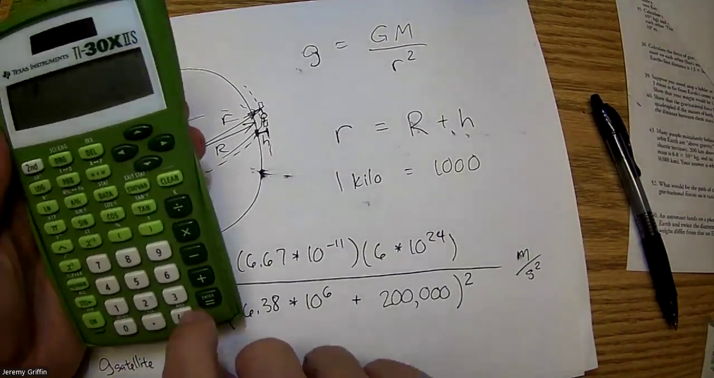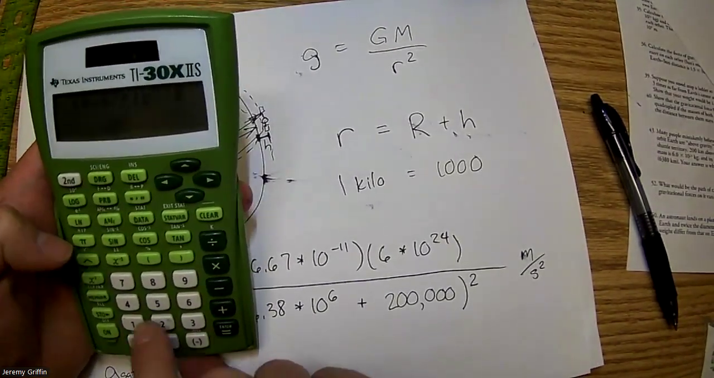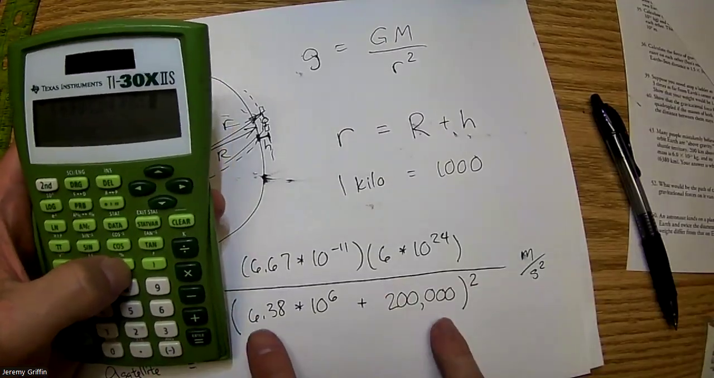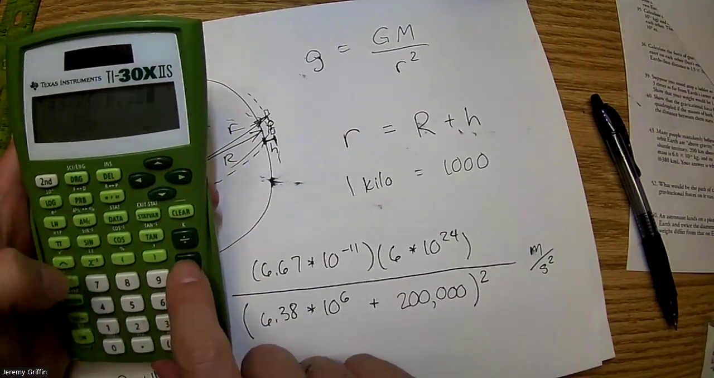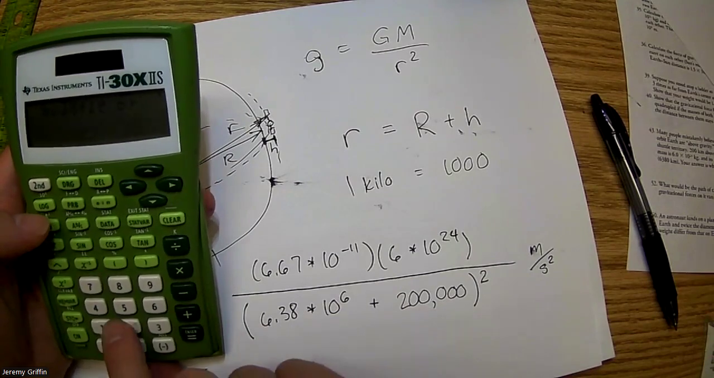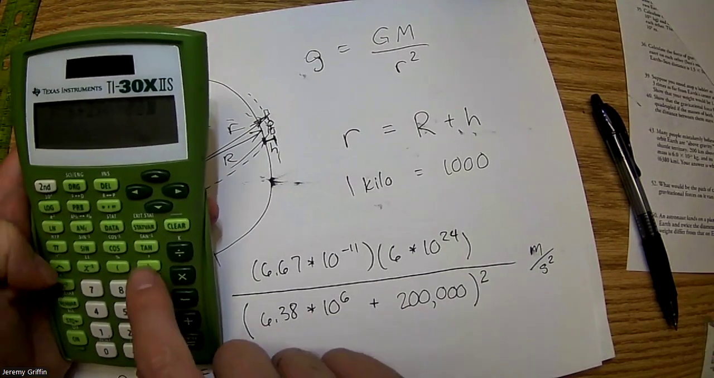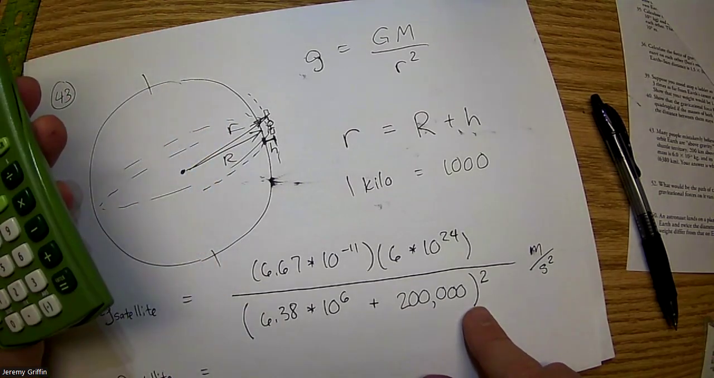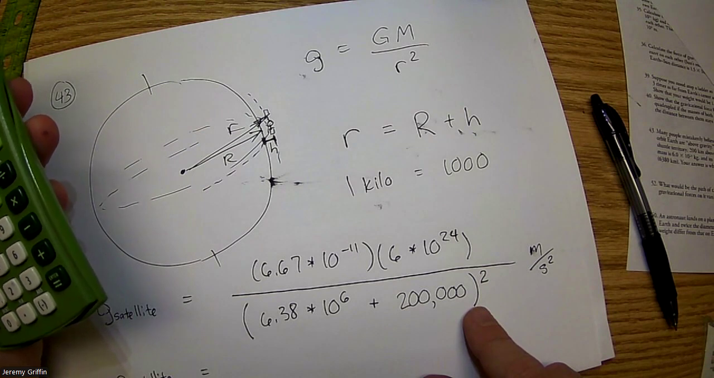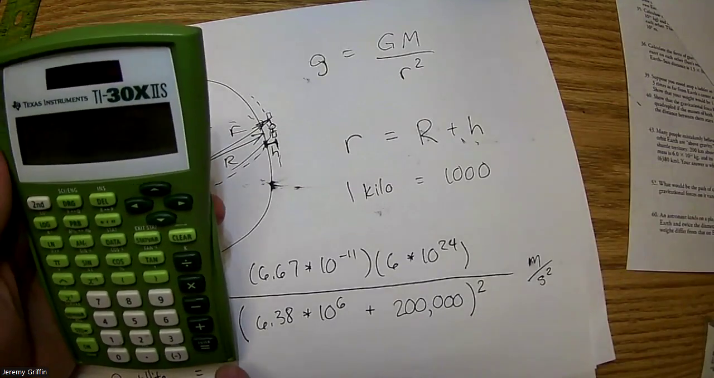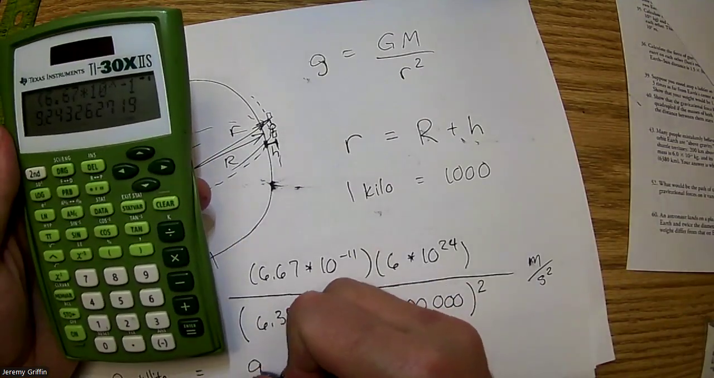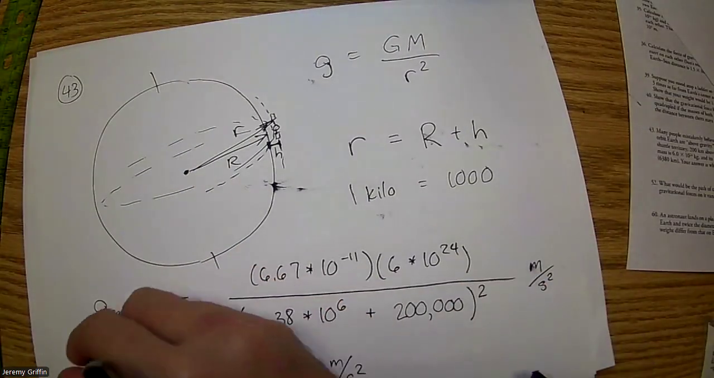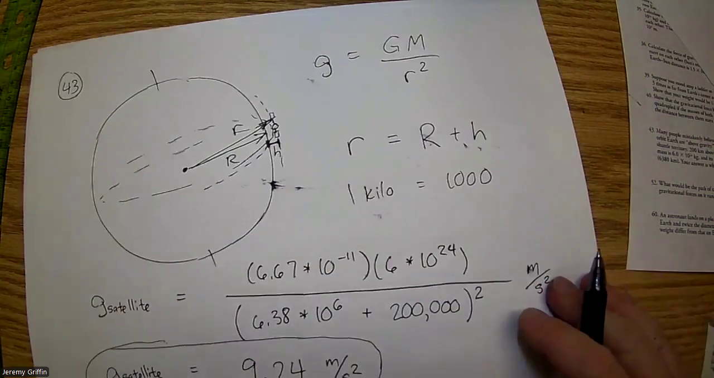All right, yeah, nice fast calculation there. 6.67 times 10 to the negative 11. Close, open 6 times 10 to the 24. Close, divide by, and then open maybe some more parentheses. 6.38 times 10 to the 6, plus an additional 200,000. Close, square. All right, what's that? 9.24. Let's see if I get the same thing. Yeah, there it is. All right, 9.24 meters per second squared. Yeah, that is a little bit less than the gravity field at the surface, isn't it?